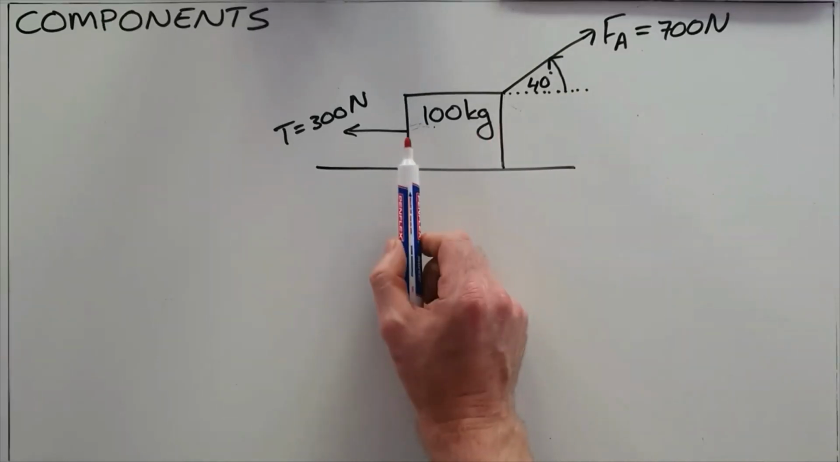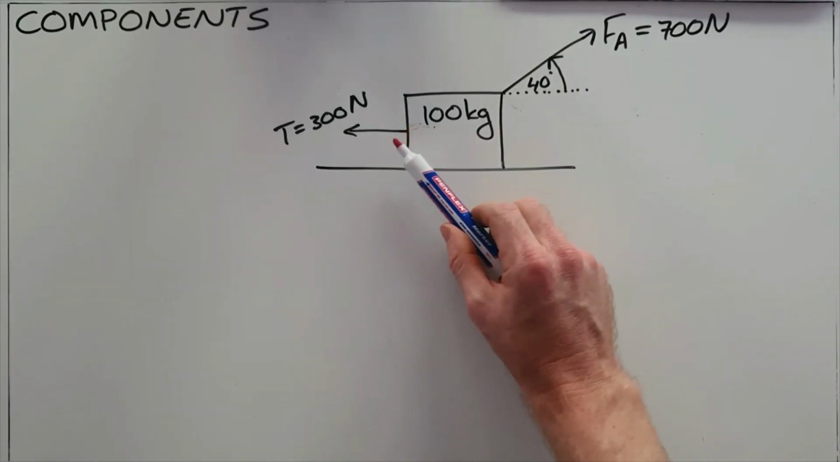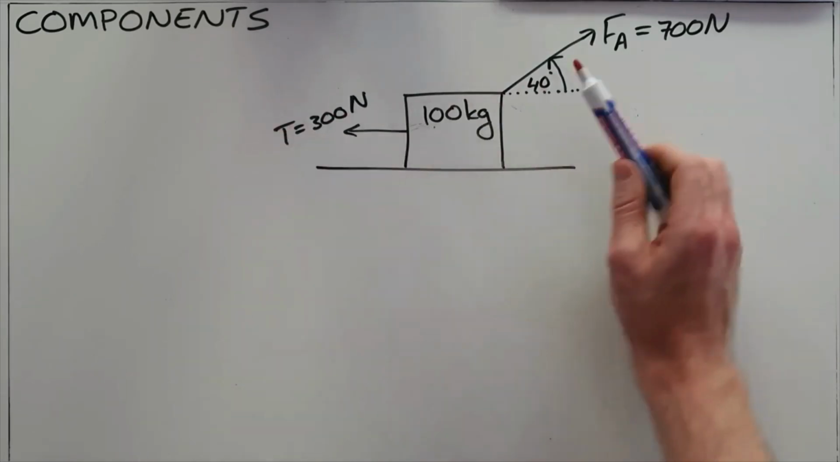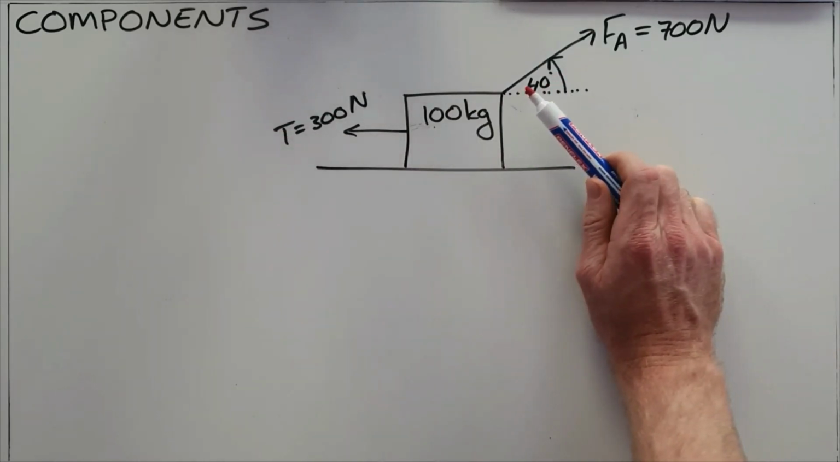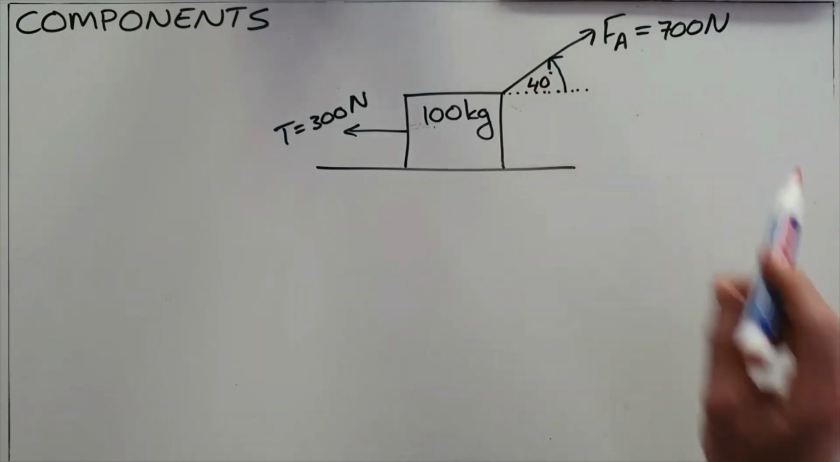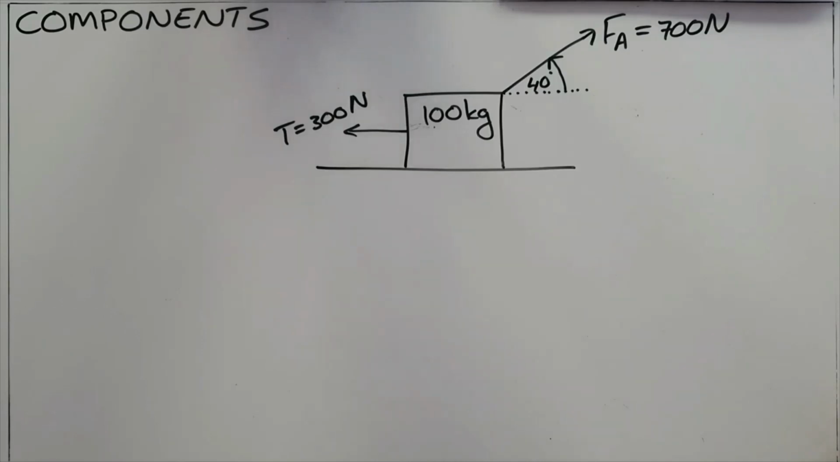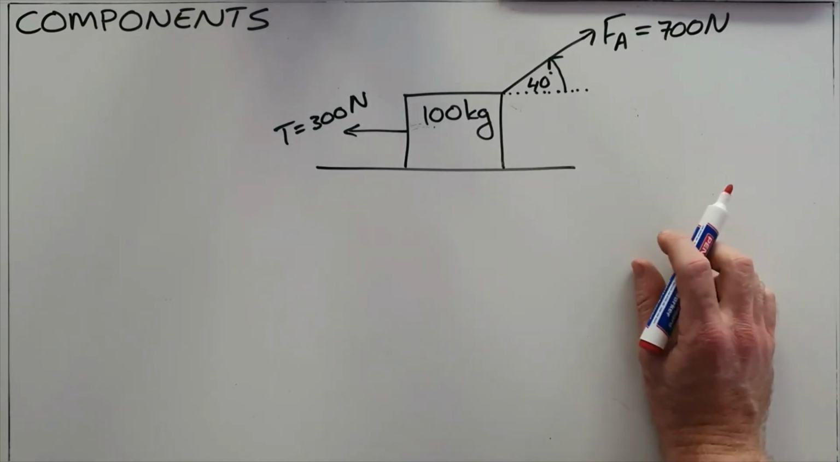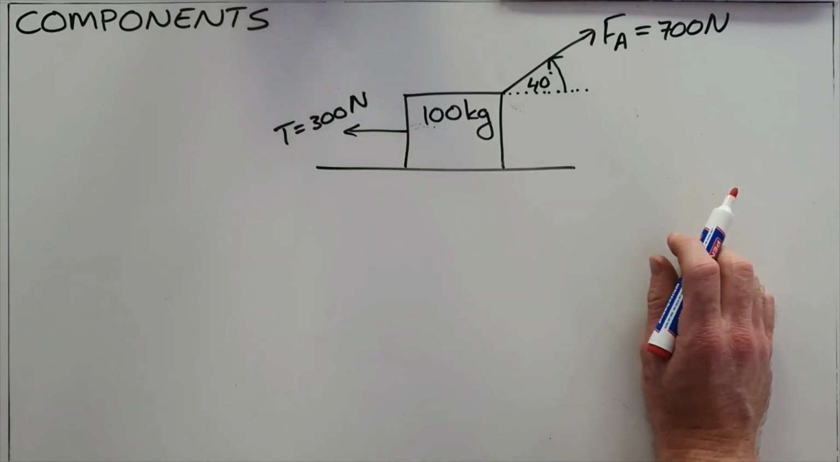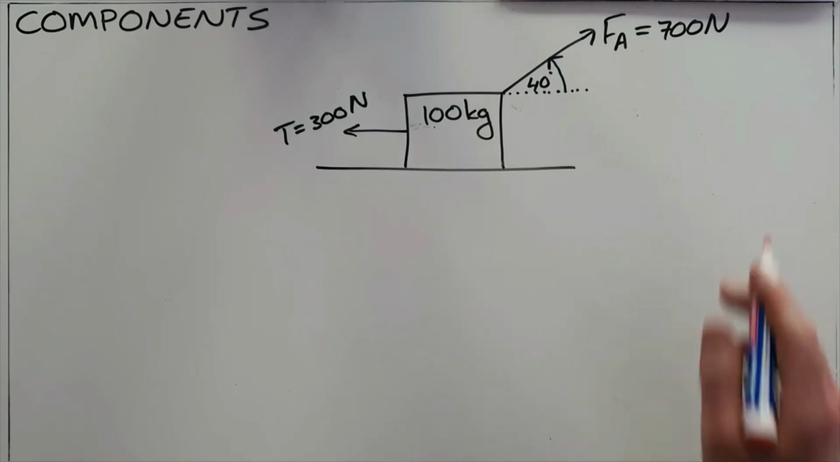We've got a 100 kilogram object that is being pulled, or attempting to be pulled, with a 300 Newton force to the left, and then an applied force that is being applied at an angle of 40 degrees to the horizontal with a magnitude of 700 newtons. Since these forces are not exactly opposite to each other or exactly perpendicular to each other, we cannot simply add them or use Pythagoras. What becomes important for us to do here is to resolve the force into its components.